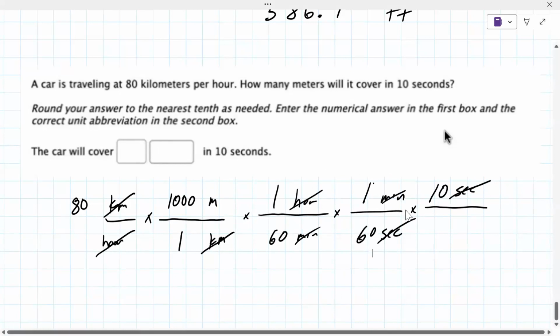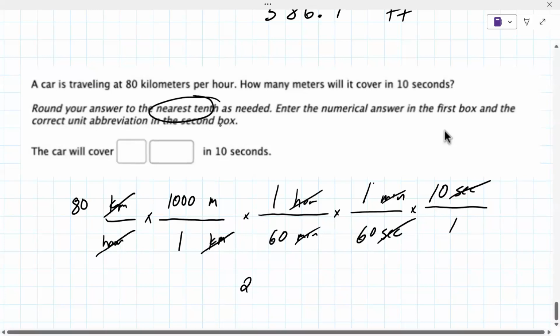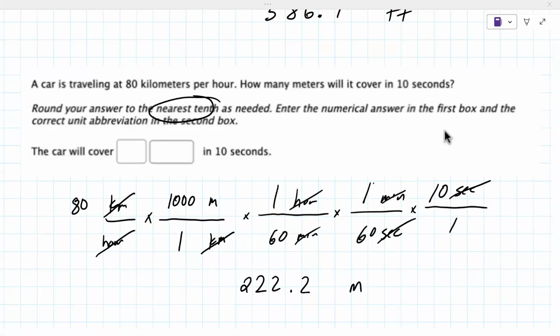Would it just be nothing? Would it just be 10? Just one, yeah, if you want. All right, so it says round to the 10th again, so 222.2 meters is the final answer that I've got here.